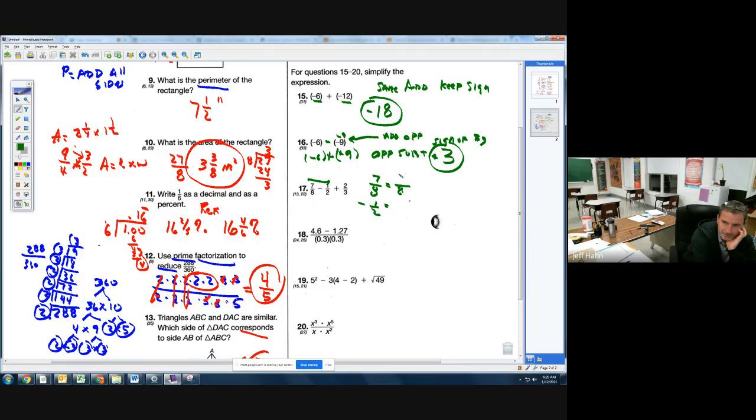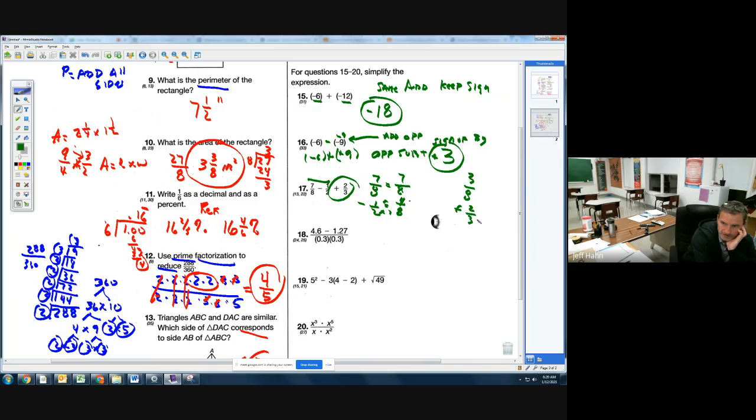The common denominator is 8. What do I do to 2 to get 8? I have to multiply by 4. So I multiply 1 by 4. So 4/8 from 7/8 is 3/8. But now I have to add the 2/3 to that.